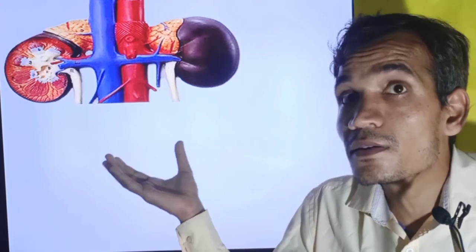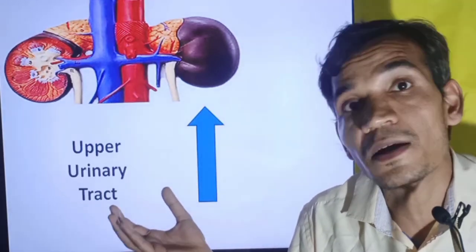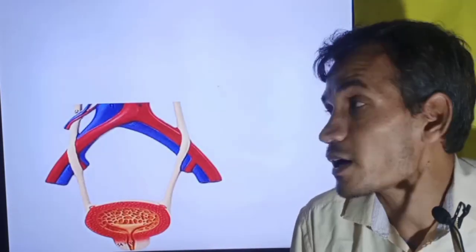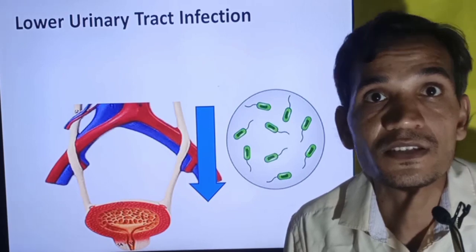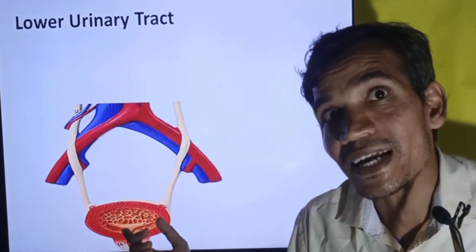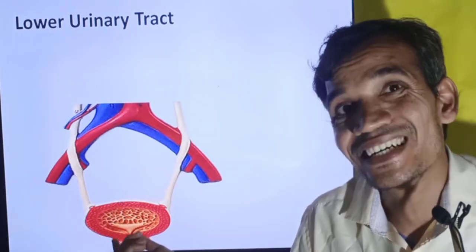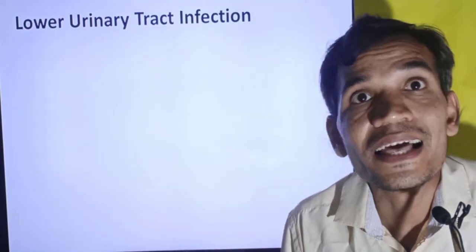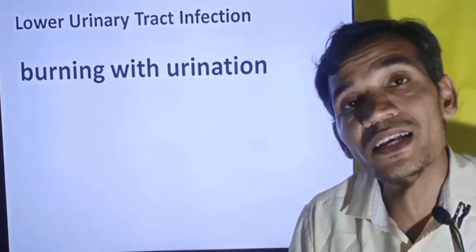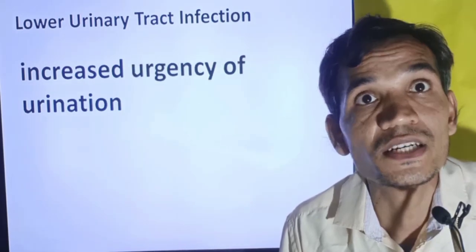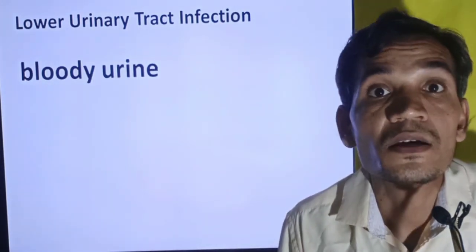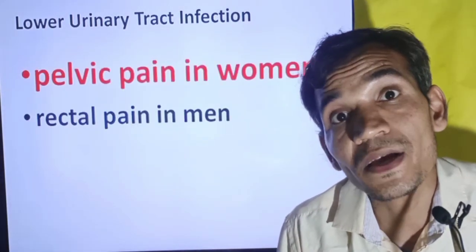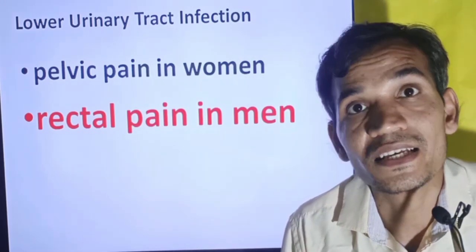Moving on, the upper part of the urinary tract is considered the upper urinary tract, hence its infection is called upper UTI. Similarly, the lower part is the lower urinary tract and its infection is lower UTI. The lower urinary tract deals with urine only. It gathers it, stores it, and releases it. So if it is infected, the symptoms relate to urination, like burning while urinating, increased frequency of urination, increased urgency, blood cells in the urine, urine with a strong odor, then pelvic pain in females and rectal pain in males.